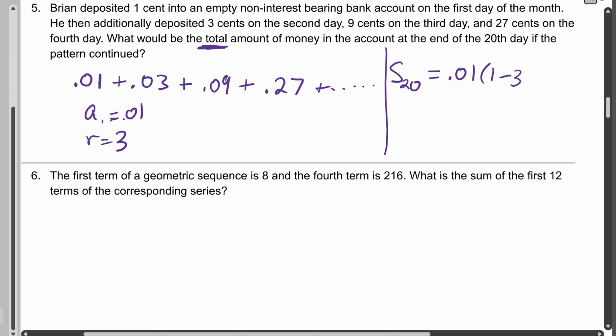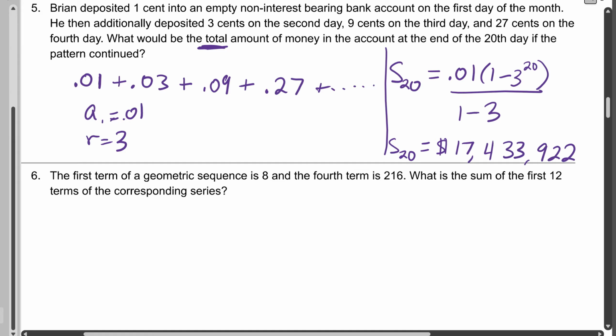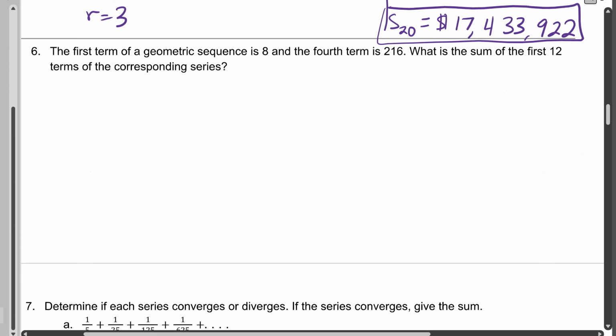I don't think he'd be able to keep up this pattern for 20 days given how large this does grow. But if you evaluate this in your calculator, he would end up with an astronomical $17,433,922 and change, right? I'm rounding to the nearest dollar there, but I think that is an unrealistic pattern for him to keep up. But should that pattern continue, that's how much he'd end up with.